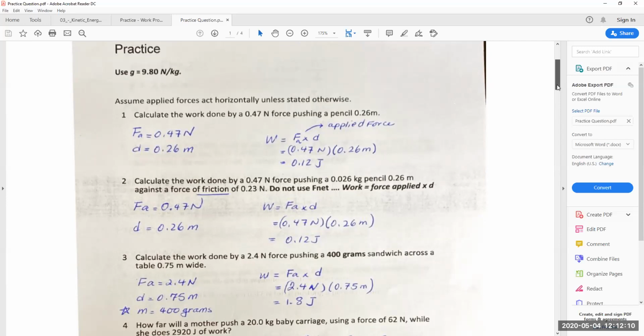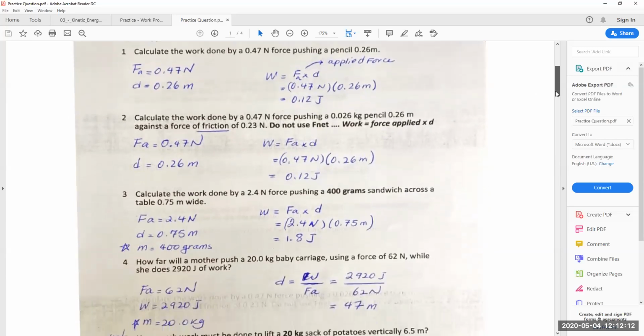But sometimes they trick you and they say, well, what if I have the force of friction, like in question number 2? You simply have to ignore it, because yes, there is work done by friction, but they're asking you to calculate the work done by this force, the force which is 0.47. So you want to make sure you pay attention to which force they're asking you to find the work done for. If they ask you what is the work done by the force of friction, then you have to use this F instead of that one.